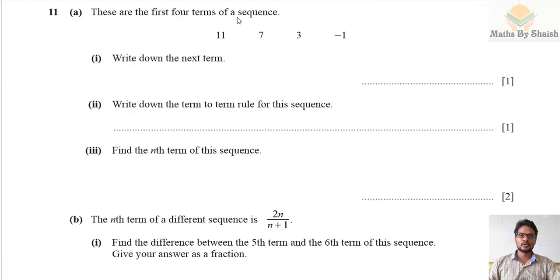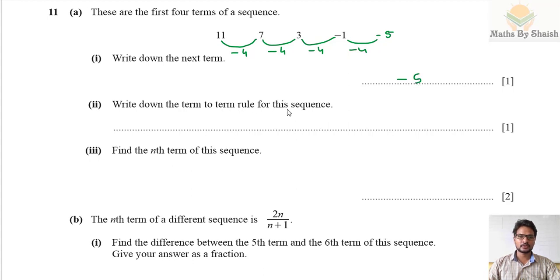Here's the 11th question. These are the first 4 terms of the sequence: 11, 7, 3 and -1. Write down the next term. We can see we are subtracting 4 to get the next term, again subtracting 4, again subtracting 4. So if you subtract 4 again, we will get -5. So it is going to be -5.